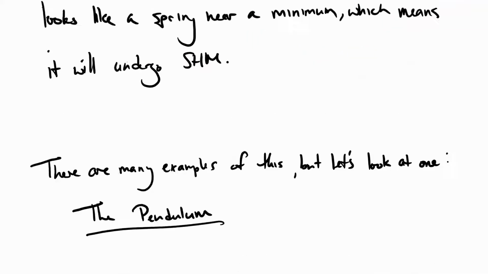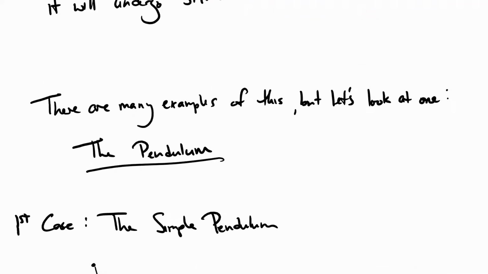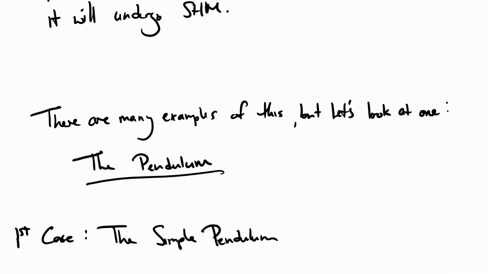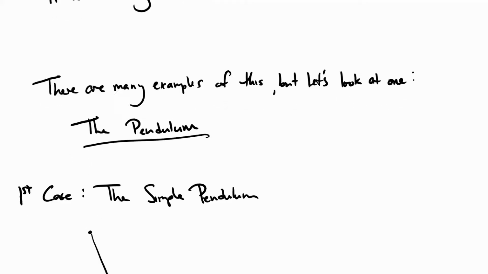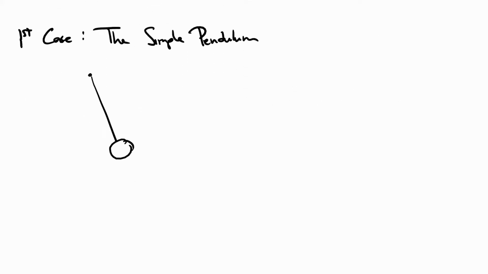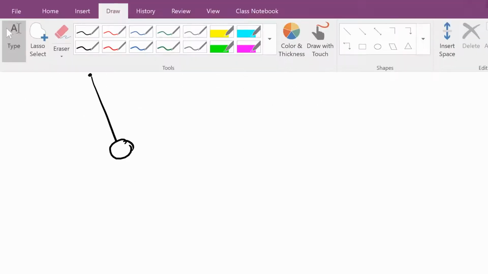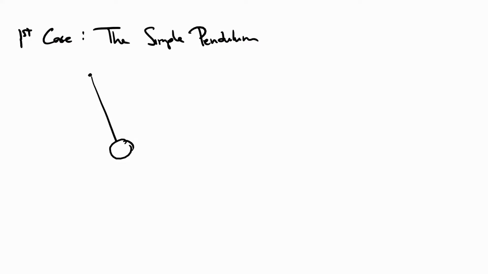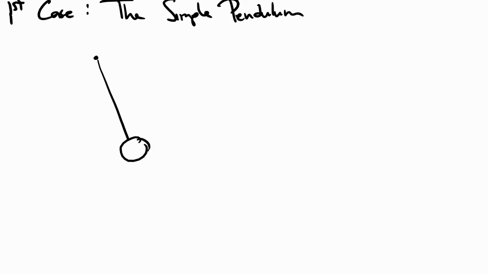There are many examples of this, but let's look at one, specifically the pendulum. We're going to look at two cases of the pendulum. First case is the simple pendulum. Don't worry, it's not actually that simple. In the simple pendulum, we have a mass, which we're going to treat as a point mass, attached to a massless string of length L, let's say.